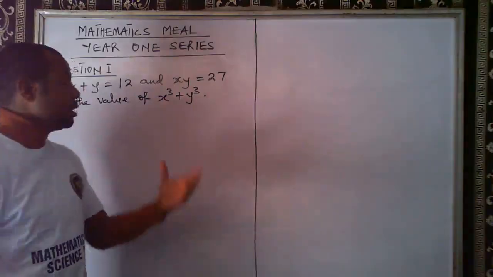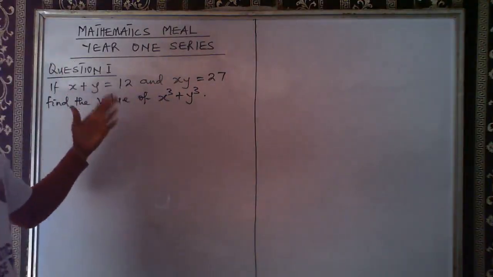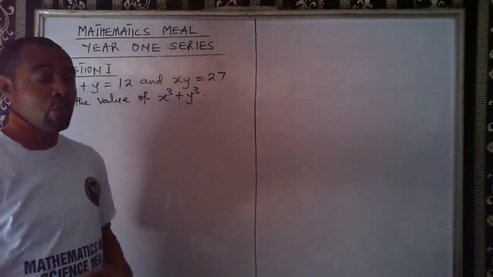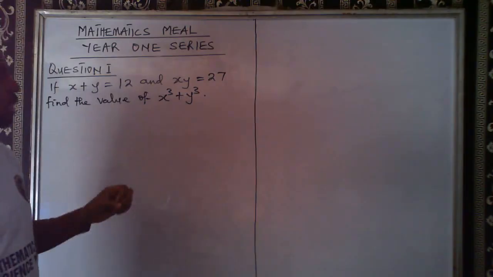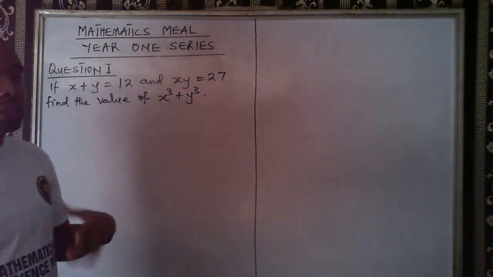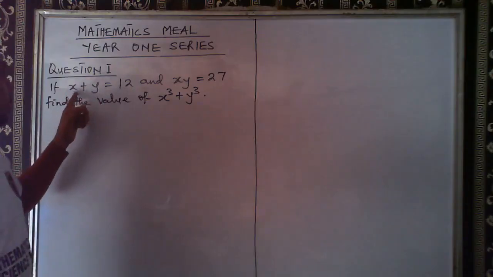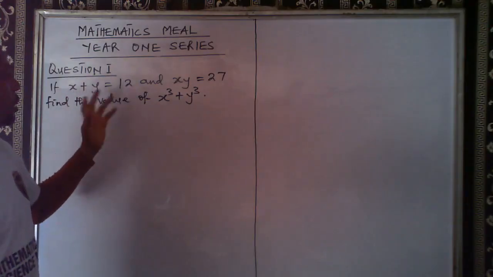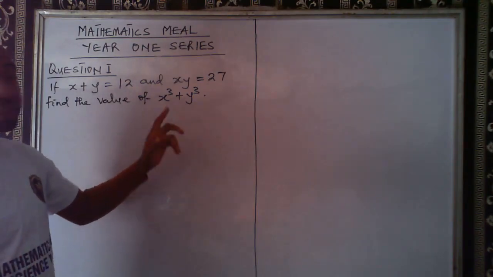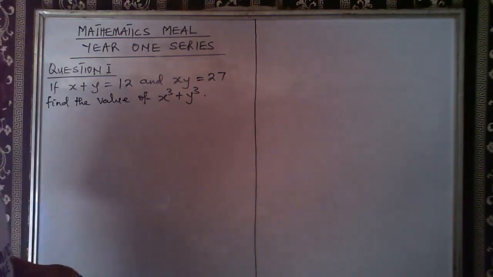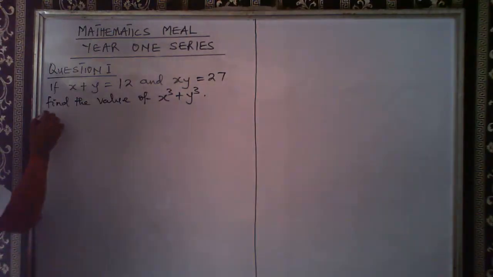Now this question looks like a question on simultaneous equations, one linear, one quadratic. That's what it looks like. But we're not going to use that approach to solve it. We will not be solving this simultaneously, finding x and y, and then substituting the values of x and y here. No, we will not take that approach. I'm going to show you what we are going to do.